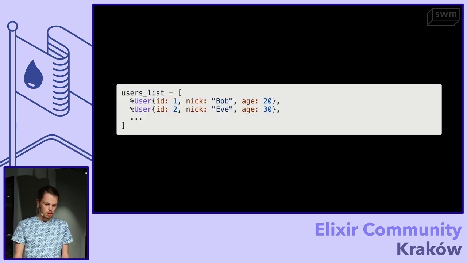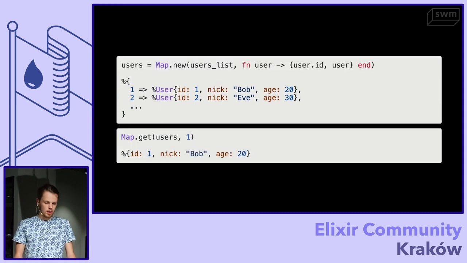So let me start with an example. Let's say we have a list of users. And this actually can be a list of anything that can be identified. So here we have an ID. And we convert that list to a map, where the keys are the IDs and the values are users, so that we can easily access users by the ID, like here. So we pass an ID and we get Bob.